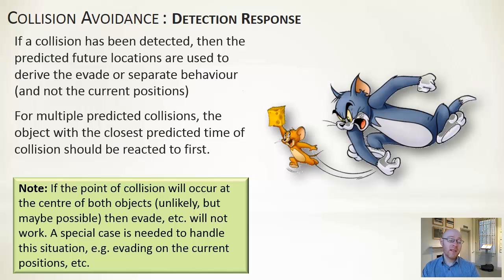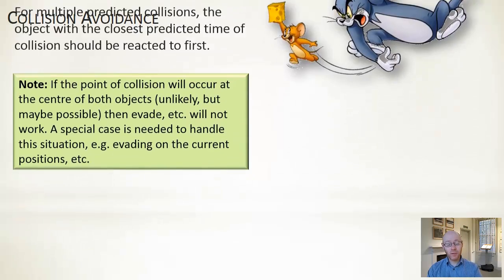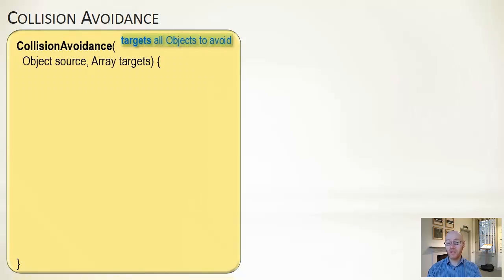If we were to express this as a chunk of pseudocode, we have something that looks as follows. So we've got a collision avoidance algorithm. We're passing in our source object, which is trying to detect if any collisions are upcoming. And we've got an array of things that we potentially want to avoid. They could be other moving objects, they could be static objects, but they're small objects that we want to have a look at to say, okay, do we need to do anything about this?